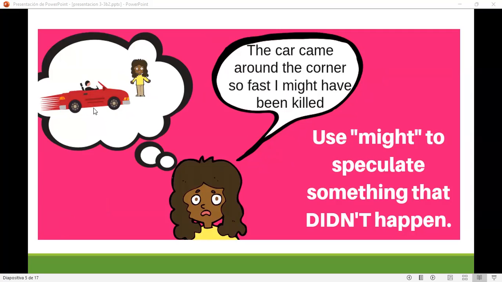Now, look at here what it says. The car came around the corner so fast, I might have been killed. And it says, we use might to speculate something that didn't happen. Okay, something that didn't happen. For example, like accidents, when you know something that already happened and you were in that place. That's why the example says the car came around the corner so fast and I might have been killed.